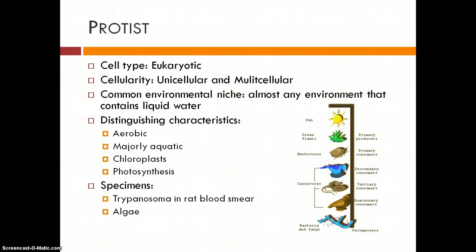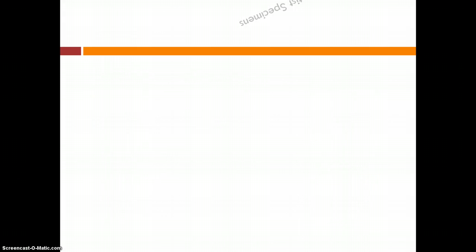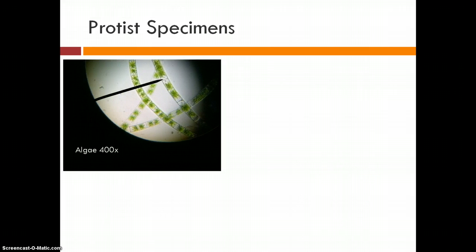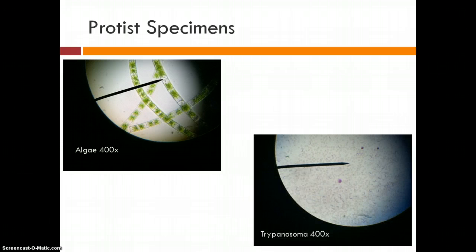But not all protists aid other organisms in maintaining homeostasis, because certain protists actually cause very serious diseases like malaria or sleeping sickness. Anyway, the specimens we're observing are trypanosoma in the rat blood smear and algae. So first we have the algae, which we observed at 400x magnification. And then we have trypanosoma, which is here at 400x magnification.